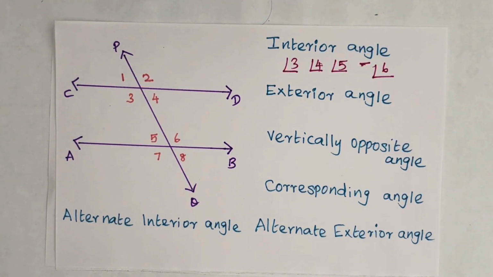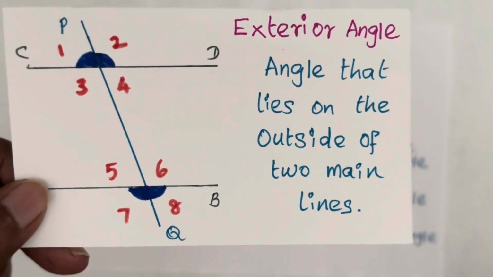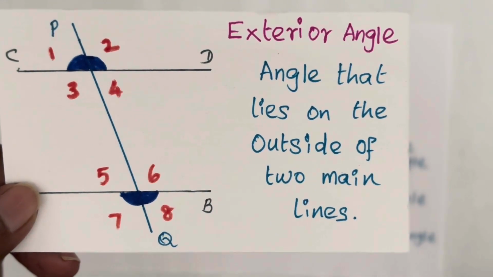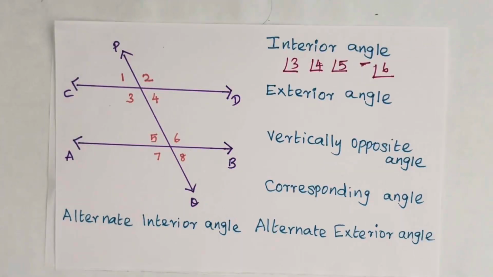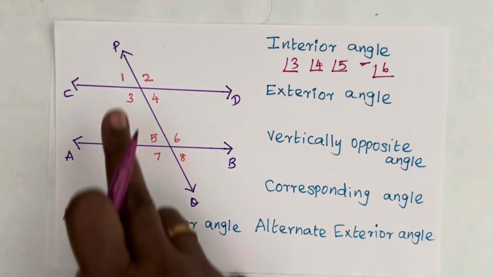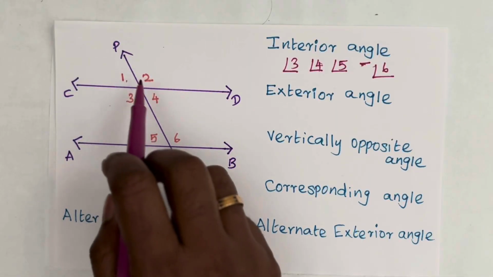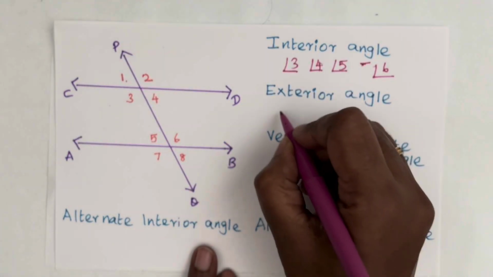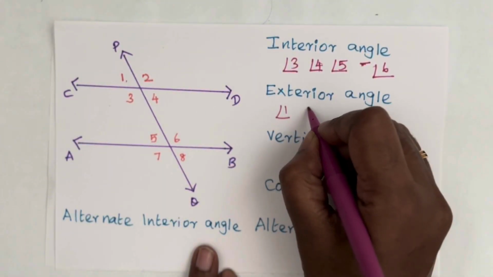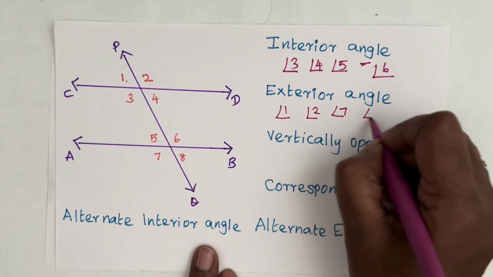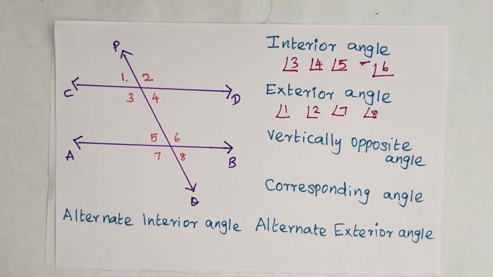Next one, exterior angle. So what do you mean by exterior angle? The angle that lies on the outside of the two main lines, AB and CD. So 1 and 2, 7 and 8. Angle 1, angle 2, angle 7, angle 8.